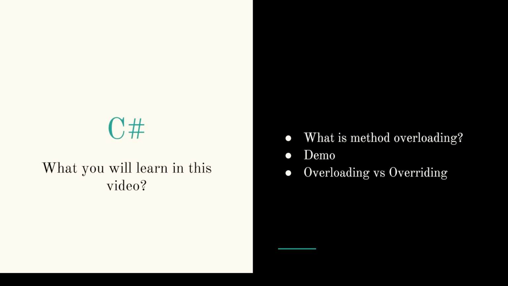Method overloading allows programmers to use multiple methods with the same name. The methods are differentiated by their number and type of the method arguments. Method overloading is an example of polymorphism feature of object-oriented programming. So let's open up the Visual Studio and understand this with the help of an example.